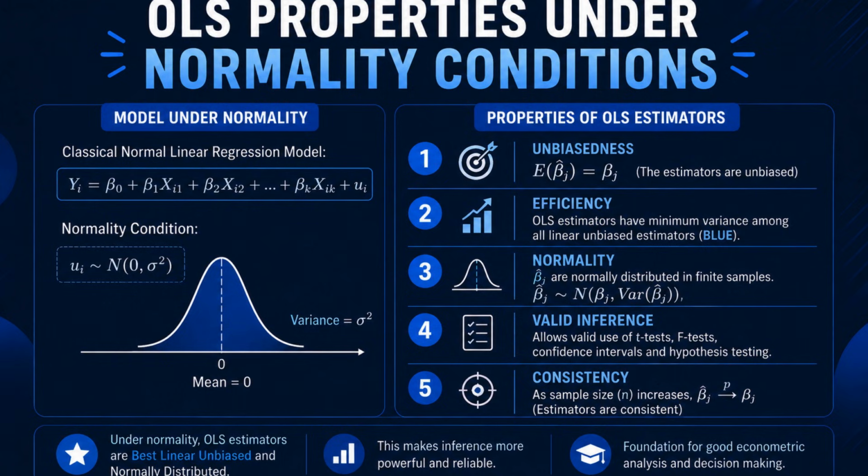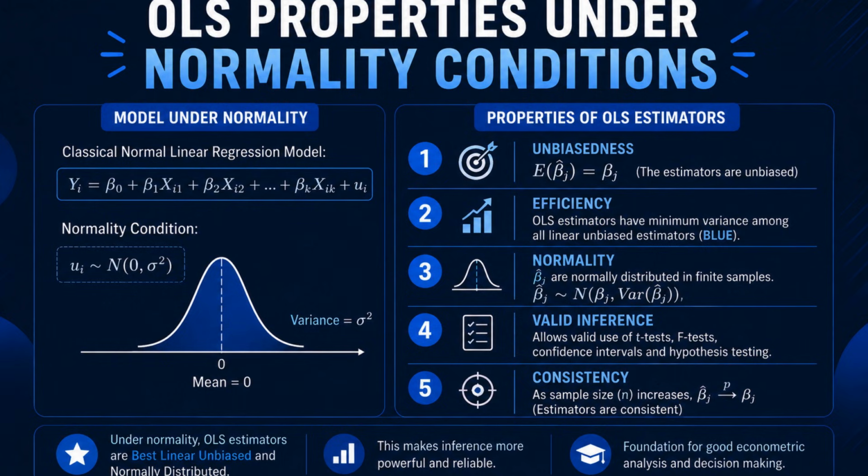So, if we have different linear unbiased ways of estimating the same coefficient, OLS gives us the estimator with minimum variance under the classical assumptions. Again, this property comes from the Gauss-Markov assumptions and does not require normality.